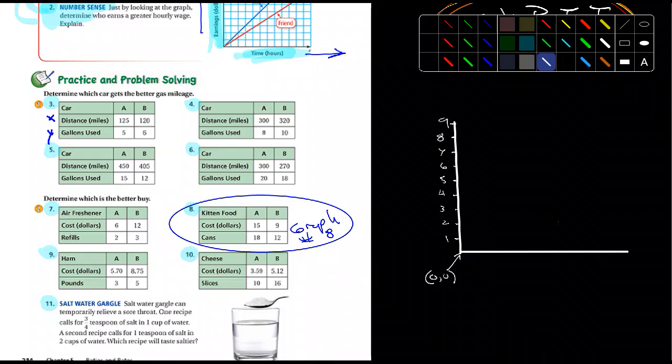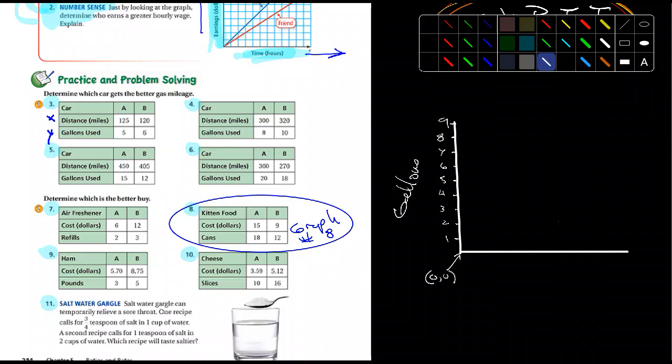8, 9. All right? And then over here on the side, I can write gallons. And then on the x-coordinate, looks like it's talking about distance in miles. And they have 125, 120. So, wow, let's see here. How could I do that?